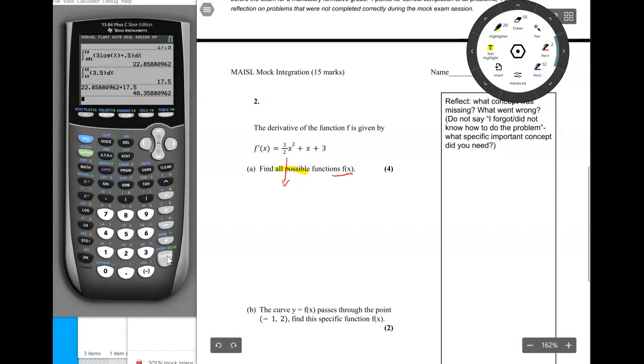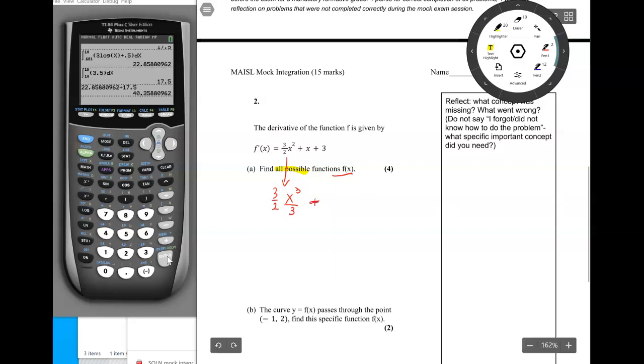So 3/2 x squared, basically the way you find the integral of that is you set aside the coefficient 3/2, and then you take the x squared and you make that into x with one additional number in the power. So x squared becomes x cubed, and then you divide by 3.